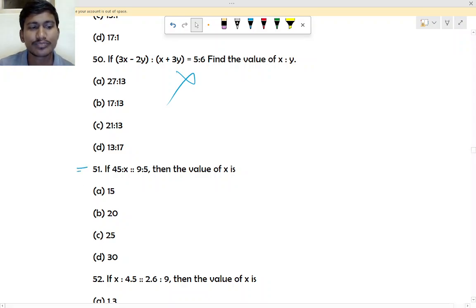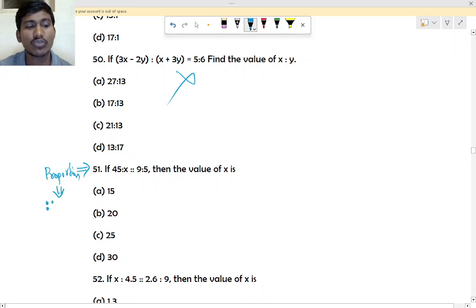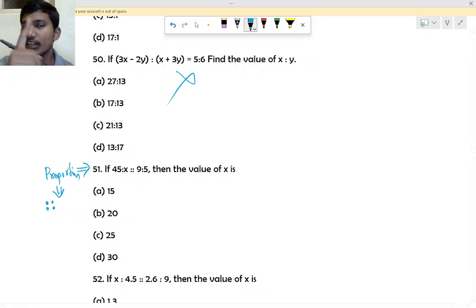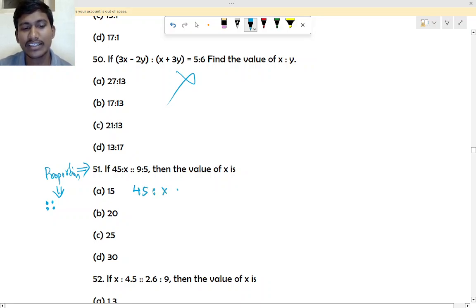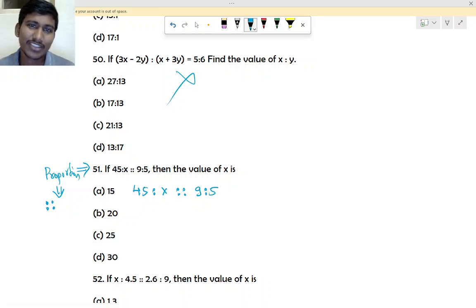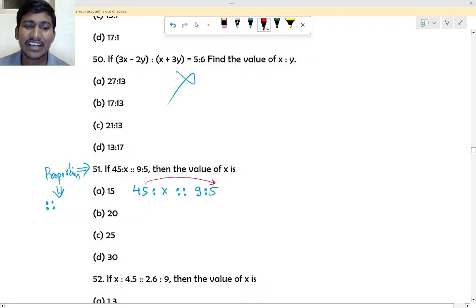So 51 now. Okay, this we see as proportion. Proportion is with this symbol, meaning two ratios are equal. Right? There is this symbol right in the middle. Okay? So I told you how to do this. So 45 is to x in proportion with 9 is to 5. So we should multiply the ends and the middle terms. That is extremes and means we say. So we have to multiply these two ends and the middle ones, and find the answer.